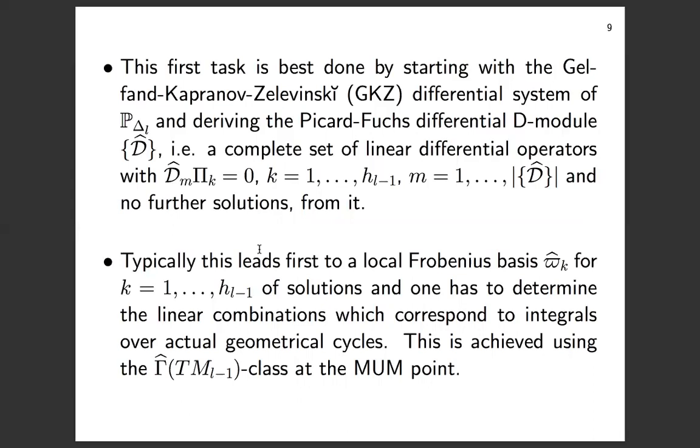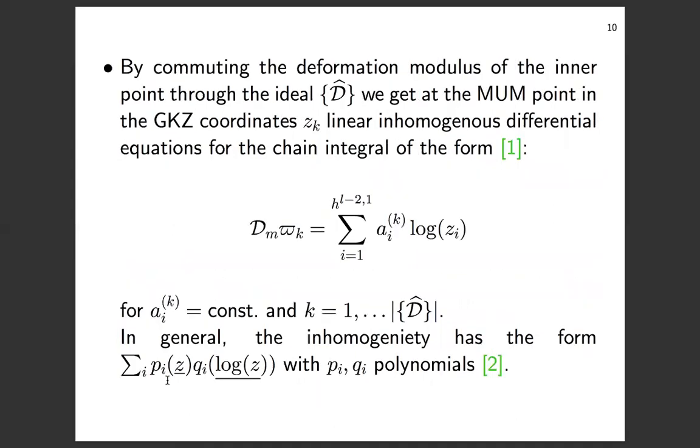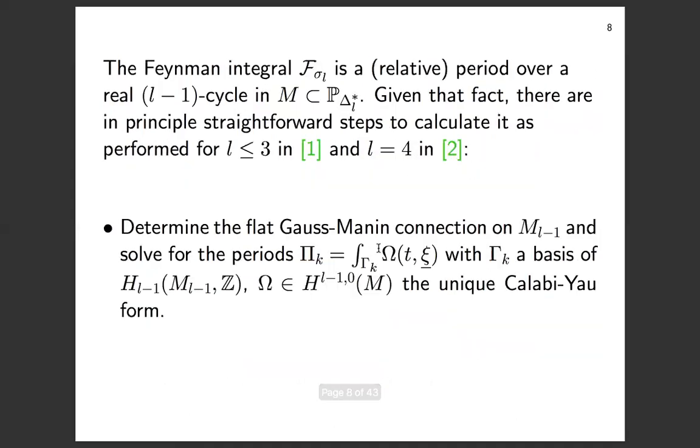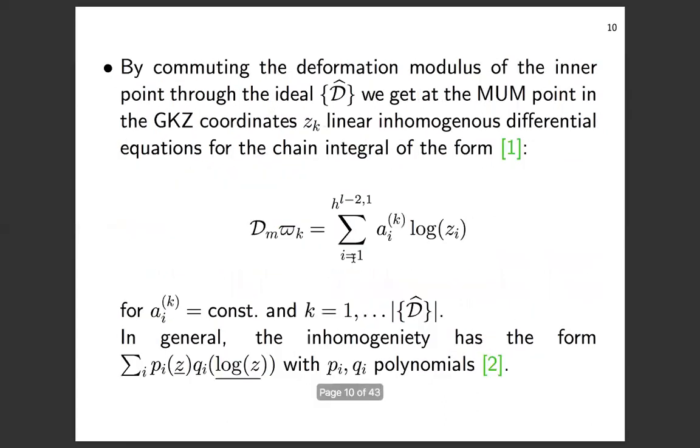And we can achieve that at the MUM point, actually using the formalism of gamma classes, which I will say a little bit about later in the talk. But of course, this is now this integral over the closed period. So what we really need is an integral over the chain. And the way you can do this is you can commute the deformation of the modulus, which corresponds to the inner point. This is a reflexive polyhedron that has a unique inner point.